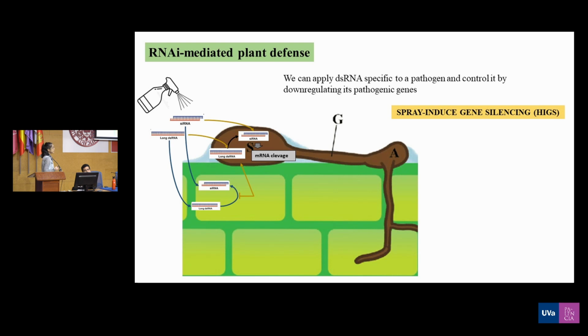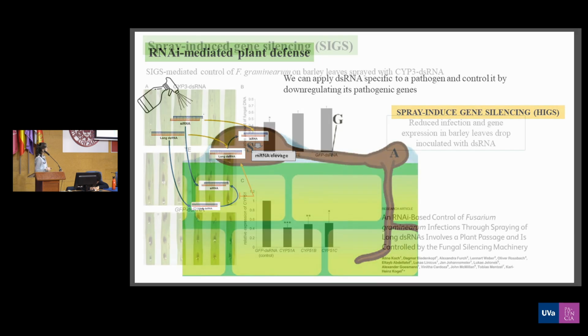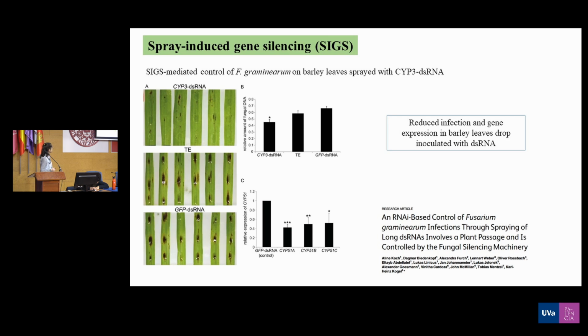So, we can just apply the double-stranded RNA that is specific to the pathogen we want to control and that downregulates these genes. This is something called spray-induced gene silencing, or SIGS.